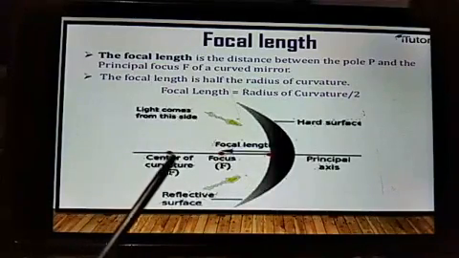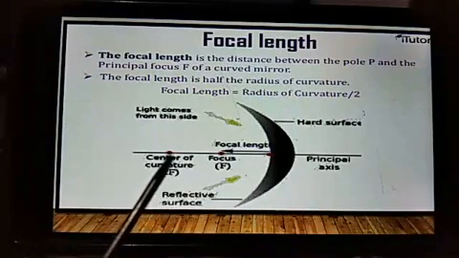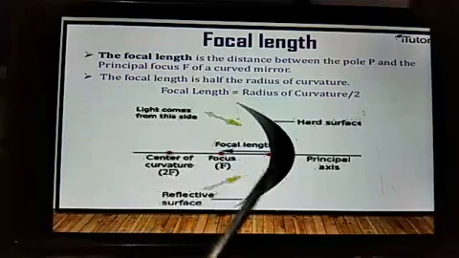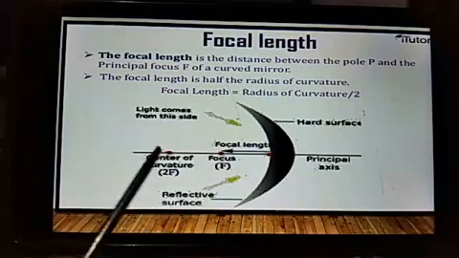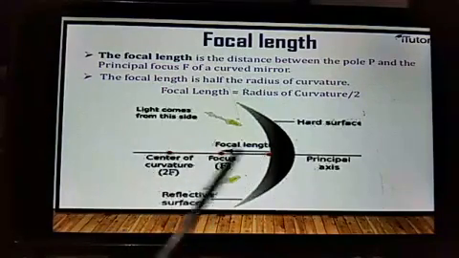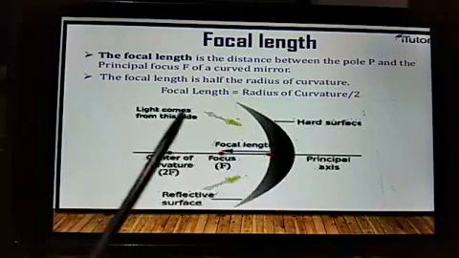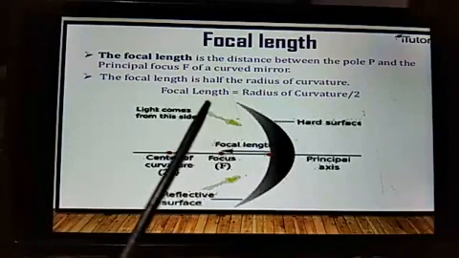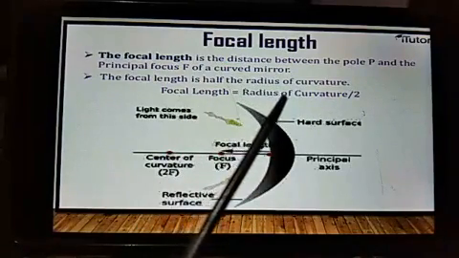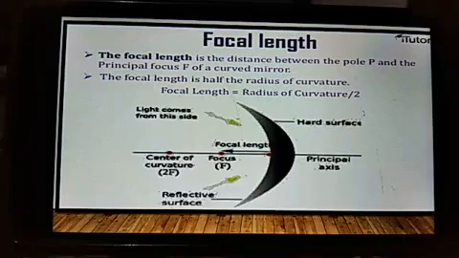That is, if this is a center of curvature, then from pole to center of curvature, all this is radius of curvature. Now we know that focus is the midpoint of this line, pole and center of curvature. Or you can say the focal length is half the radius of curvature. This is the relationship between the focal length and radius of curvature of the concave or convex mirror.